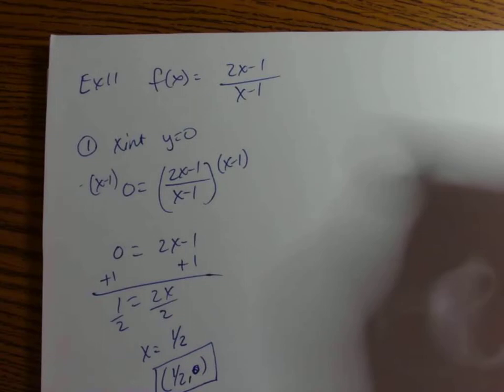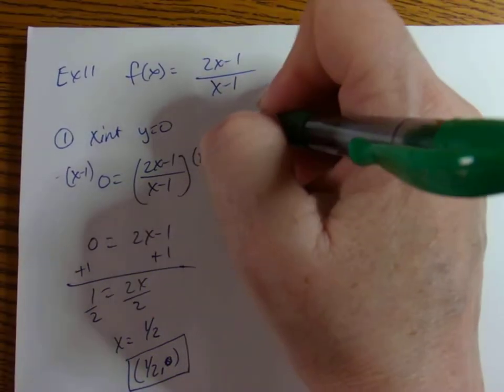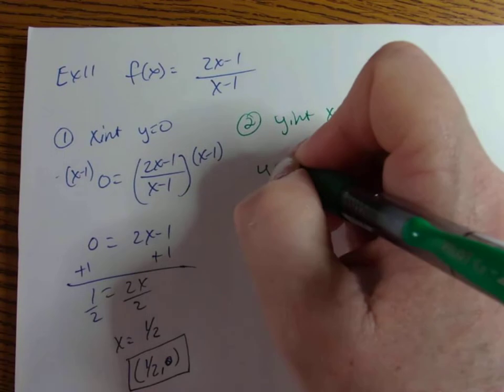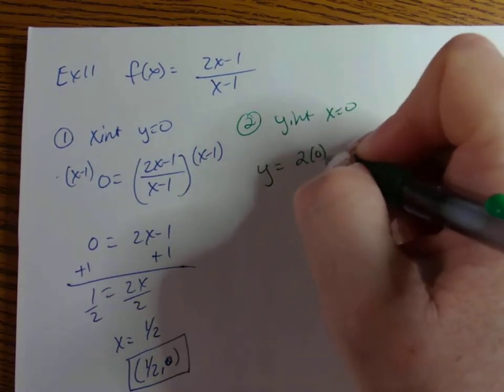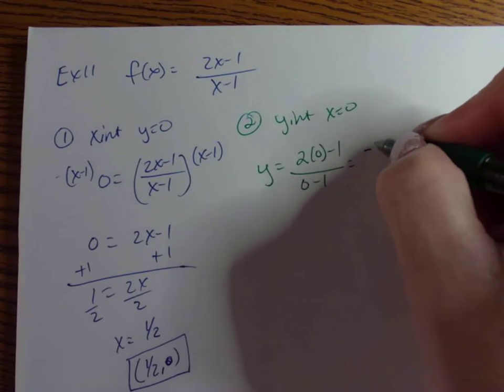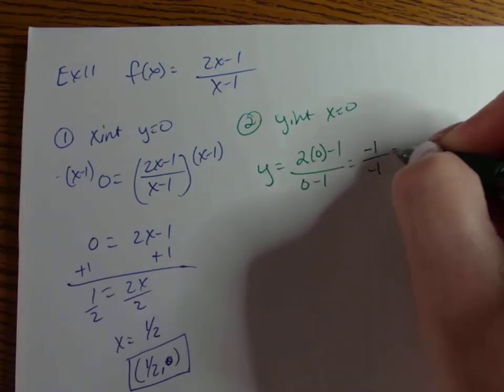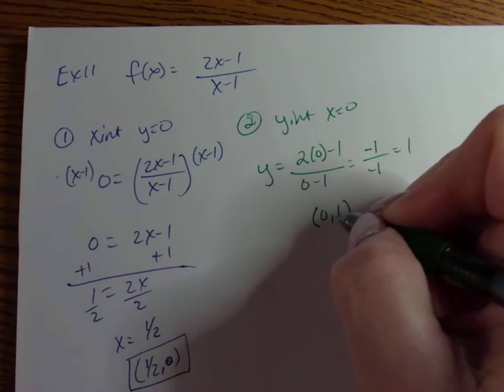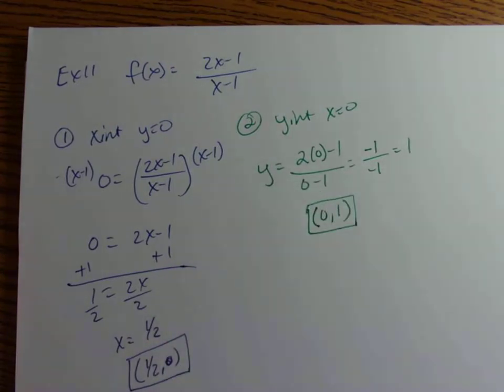Okay, part 2. Let's find the y-intercept. That's where x equals 0. So y equals 2 times 0 minus 1 over 0 minus 1. That'll get us negative 1 over negative 1, which is 1. So our y-intercept is going to be (0, 1). All right, the next thing we need to do is find our vertical asymptote.